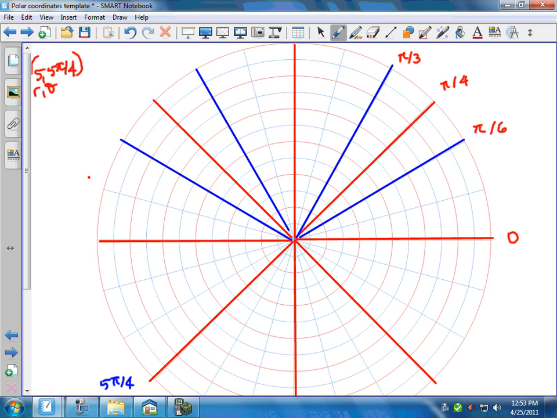So we want to now graph the point 5 comma 5 pi over 4. How are you going to plot that point? Think of these lines as starting from the origin, pointing away from the origin. So when it says 5, first you locate the angle, in this case the line for 5 pi over 4, and move 5 units away from the origin on that line. These concentric circles represent r equals 1, r equals 2, r equals 3 as you go away from the origin. So go 1, 2, 3, 4, 5 right here. This point represents the point A, 5 comma 5 pi over 4.